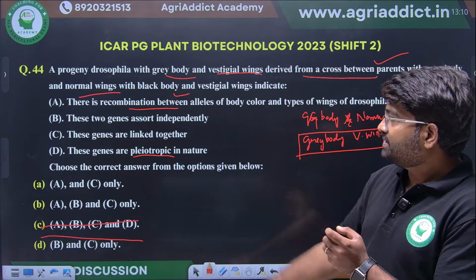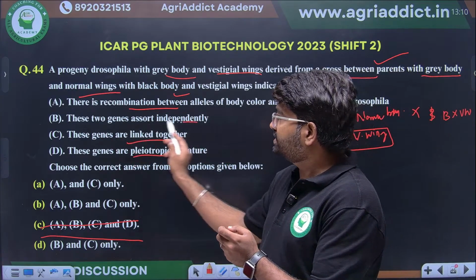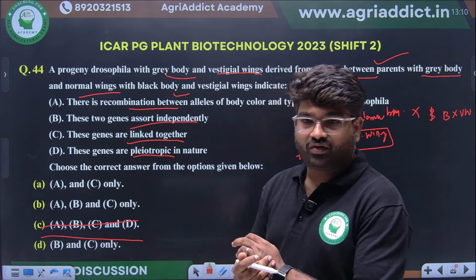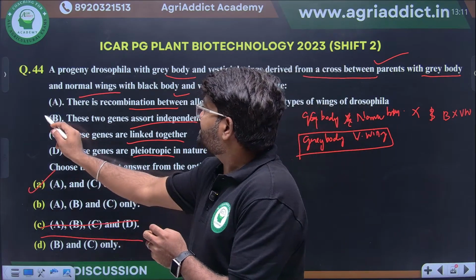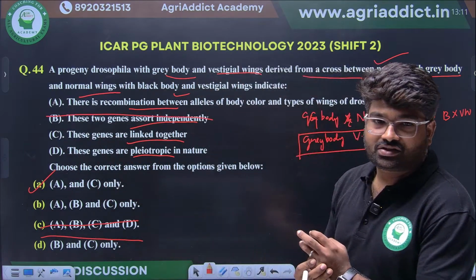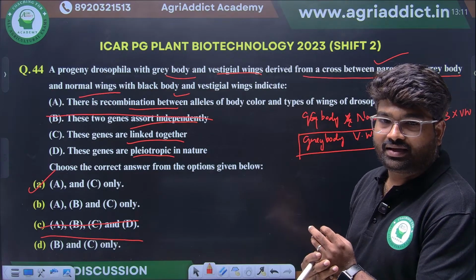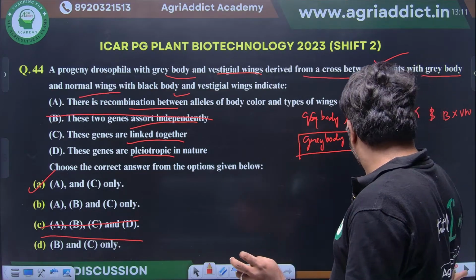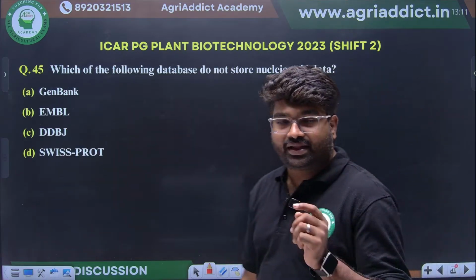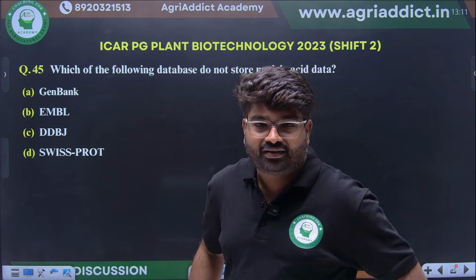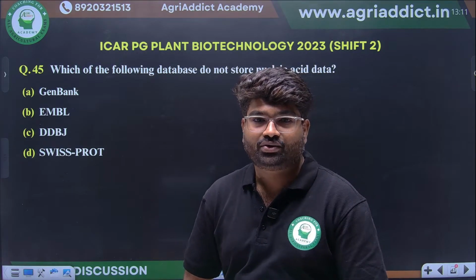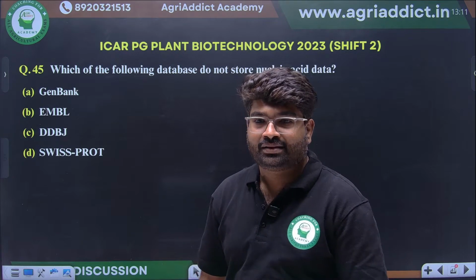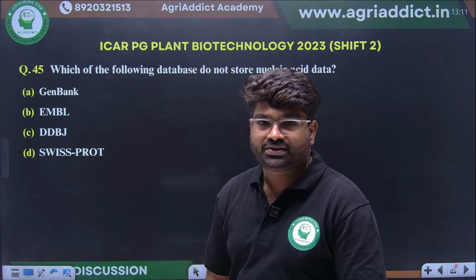Then these genes are linked together. These two genes are not independent assortment. They are linked together. So A and C will be the right answer. So from genetics, surely they are asking questions. From Mendelian inheritance, they surely ask one or two questions. You have to read that one. That will cover both general agri portions also.